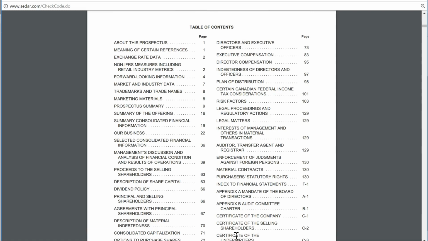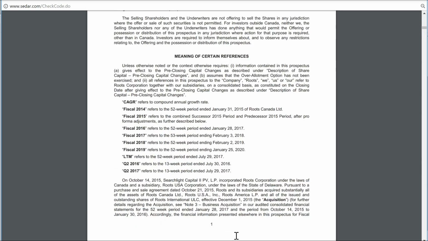If we go further down into this document, we can go to the table of contents, and within the table of contents, this is going to give you a bunch of different information if you want to understand about Roots, about what their business is, about who the principal shareholders are, about executives, about their financial statements. You can obviously go through this document and get a bunch of different information.